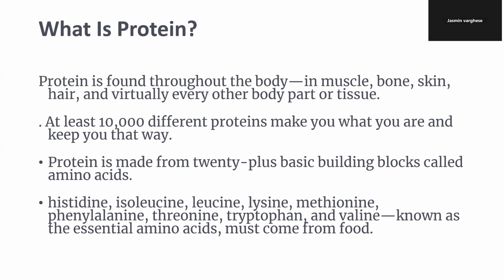So, what is the building block of protein? Amino acid. And there are essential amino acids and non-essential amino acids. There are 9 essential amino acids: histidine, isoleucine, leucine, lysine, methionine, phenylalanine, threonine, tryptophan, and valine. They are known as the essential amino acids and must come from food. This is extra information. So proteins are made up of amino acids, and amino acids are the building blocks of protein. At least 10,000 different proteins make you what you are and keep you that way.